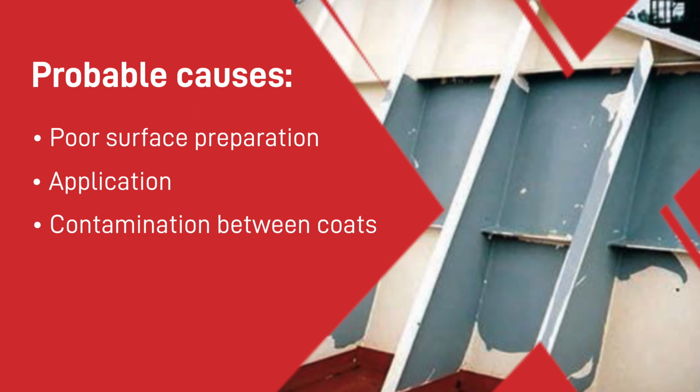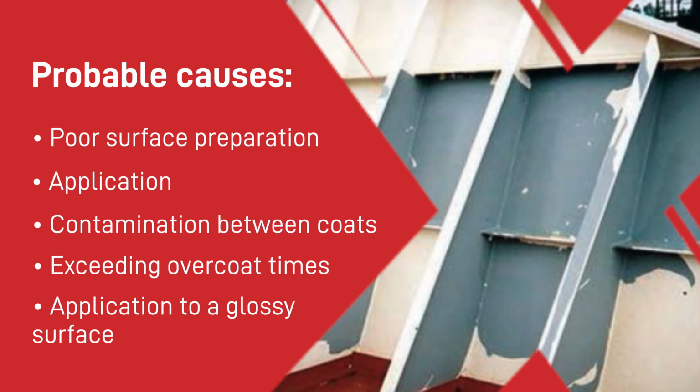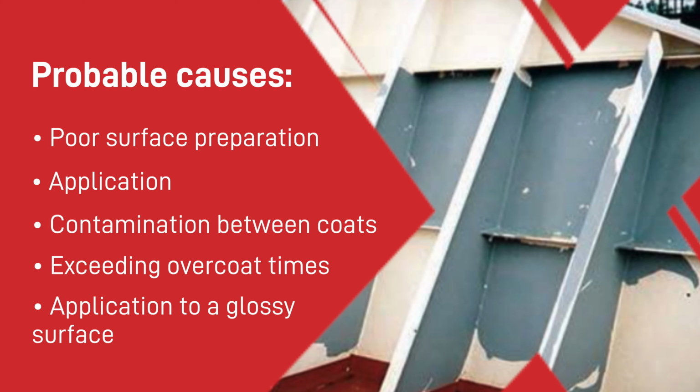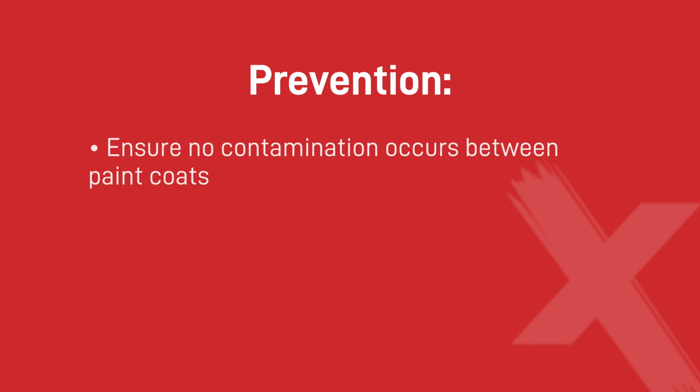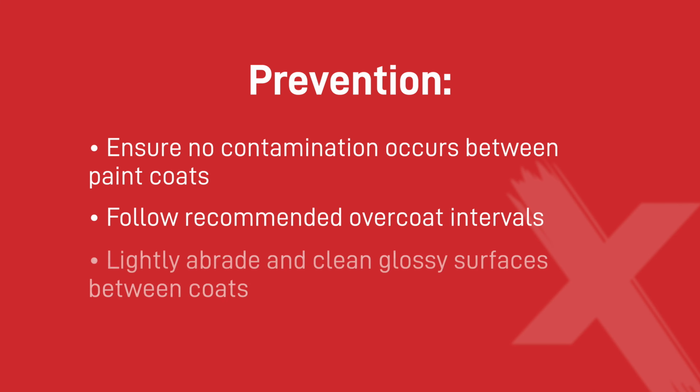Contamination between coats, exceeding overcoat times, or application to a glossy surface are the most frequent culprits causing delamination. To prevent it, ensure that no contamination occurs between paint coats. Follow the recommended overcoating flash intervals, lightly abrade and clean glossy surfaces between coats.